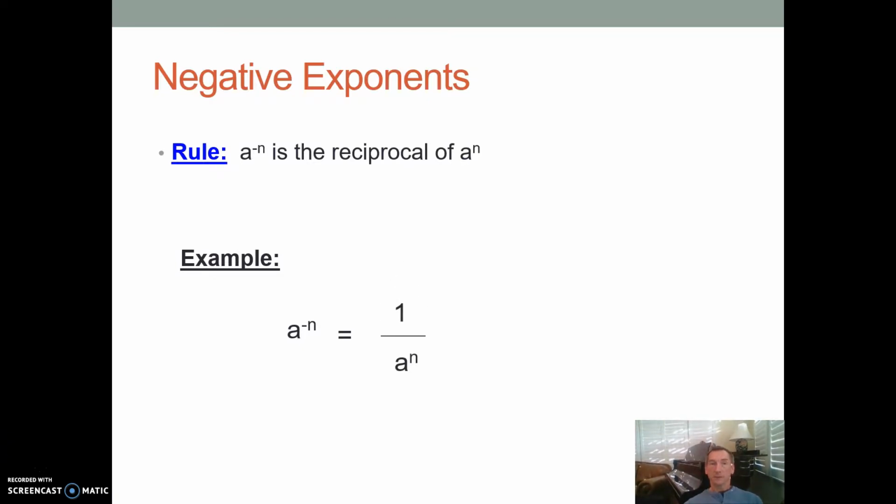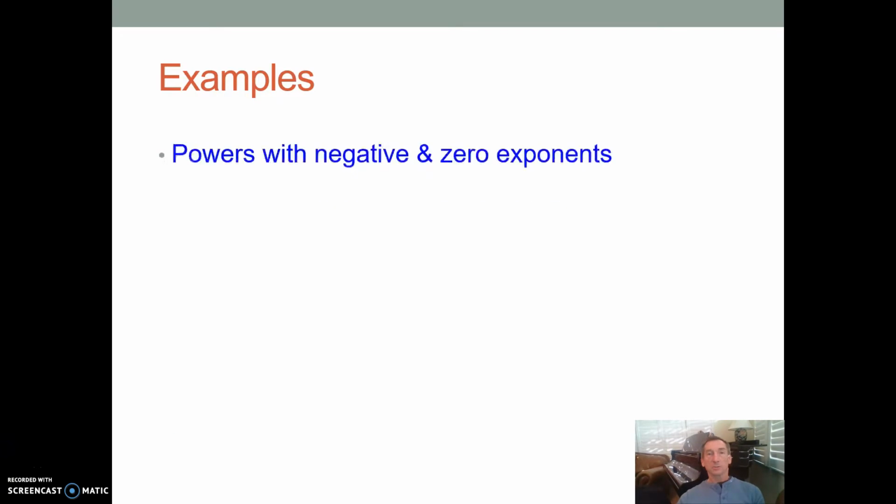See how that works? It works out quite well. Any number to the negative exponent, you simply move it from the numerator to the denominator. If it's in the denominator, you move it to the numerator and take away the negative sign. Of course, a cannot equal 0 because you can't divide by 0. Okay, let's look at some examples.